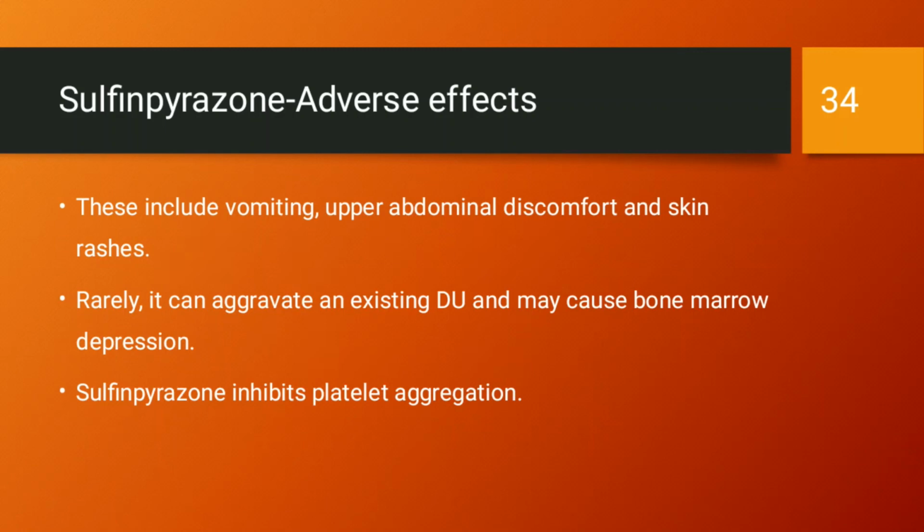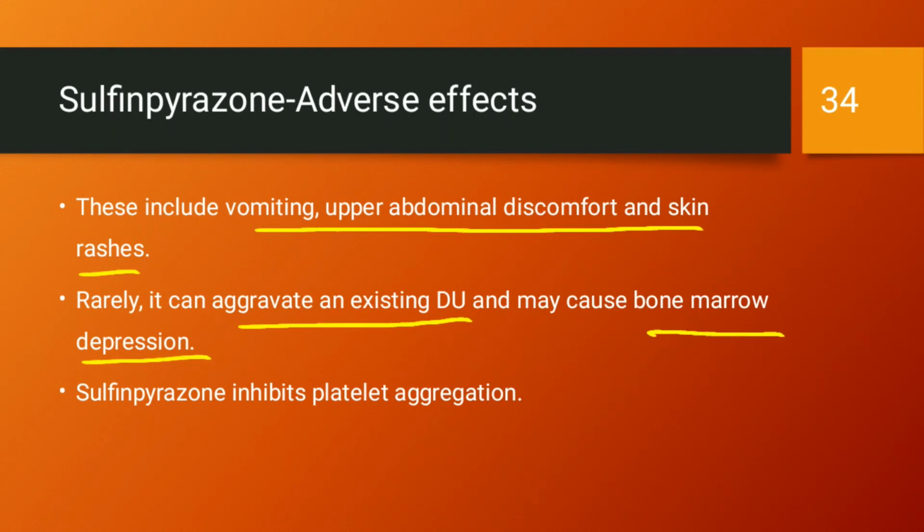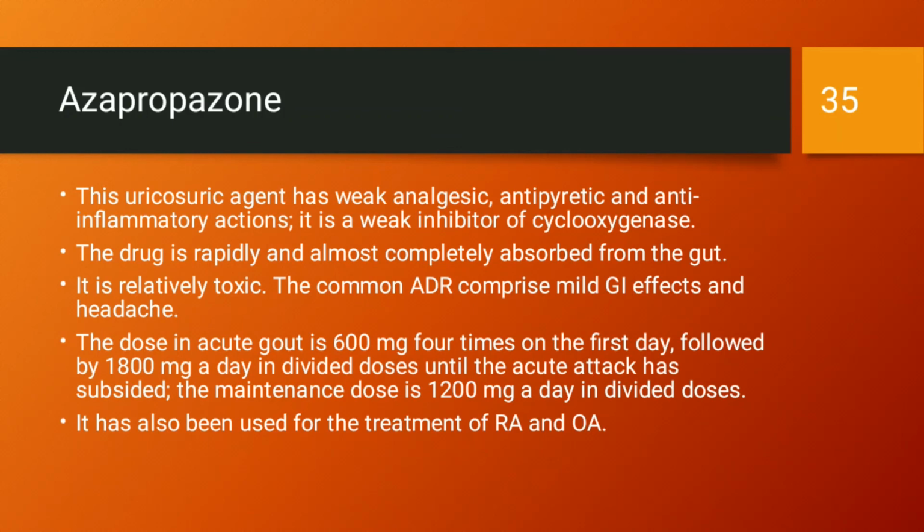Okay, so the adverse effects of Sulfinpyrazone include vomiting, upper abdominal discomfort, and skin rashes. Rarely it can aggravate an existing DU and may cause bone marrow depression. Okay, Sulfinpyrazone also inhibits platelet aggregation.